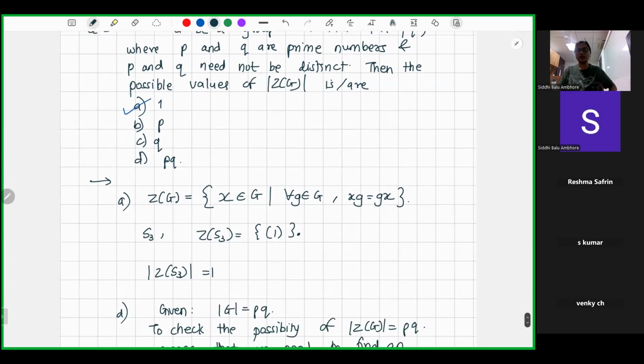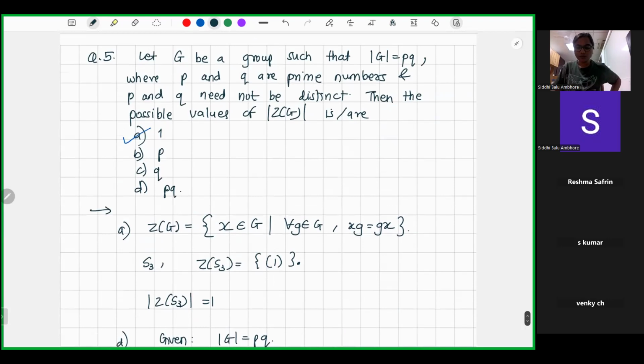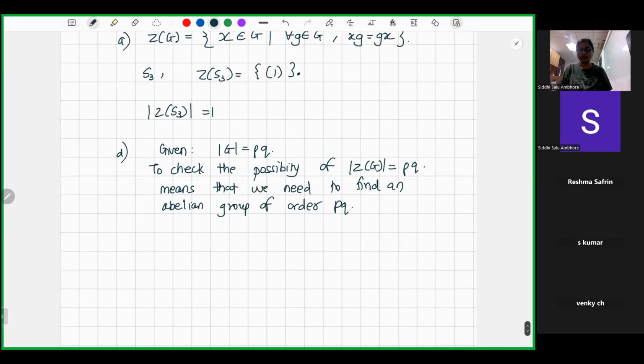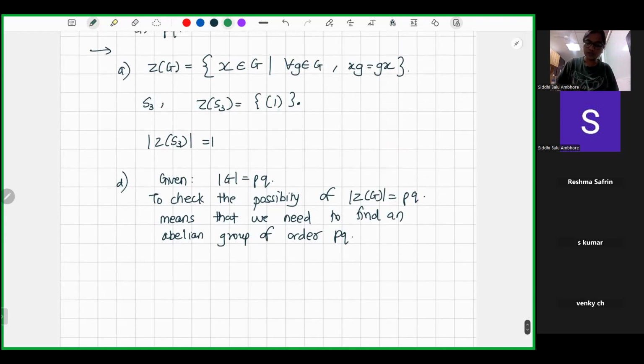This possibility of 1 is okay, but can we always produce a group of order PQ where the only element in the center is the identity element? Can we always produce that? So let me just write the question here.